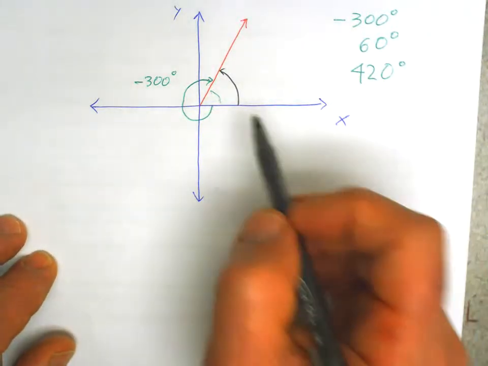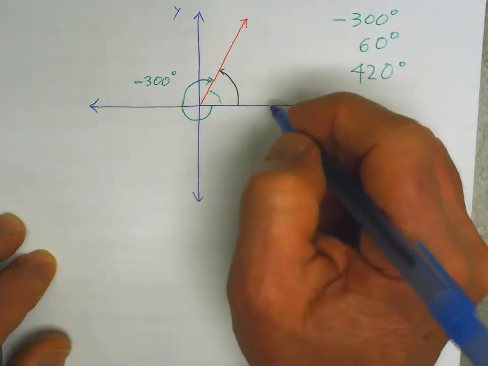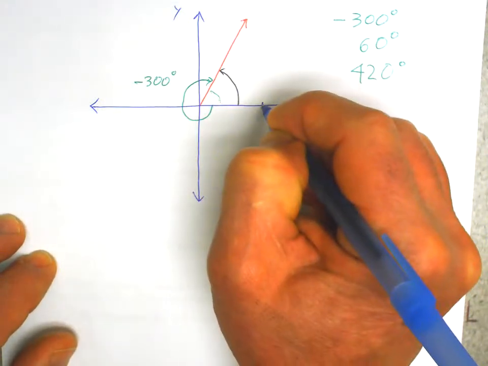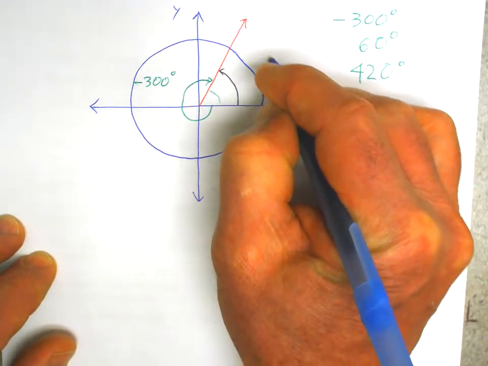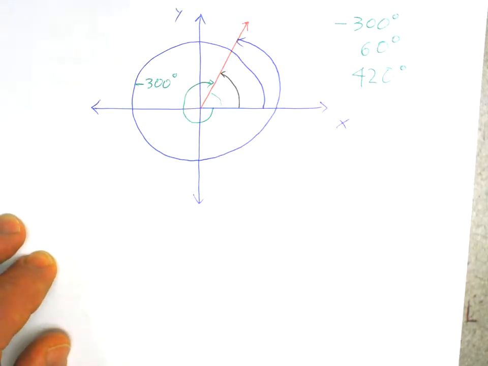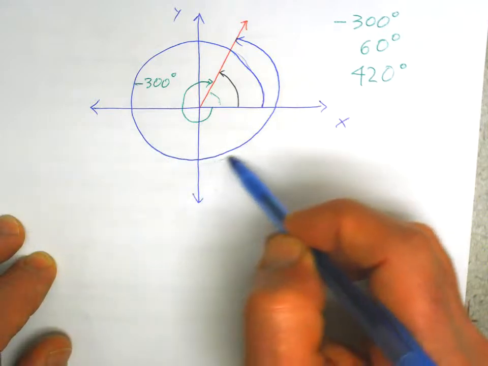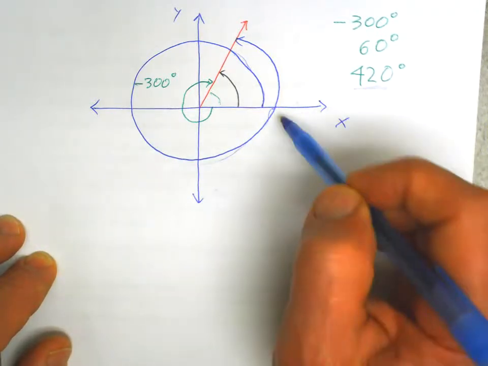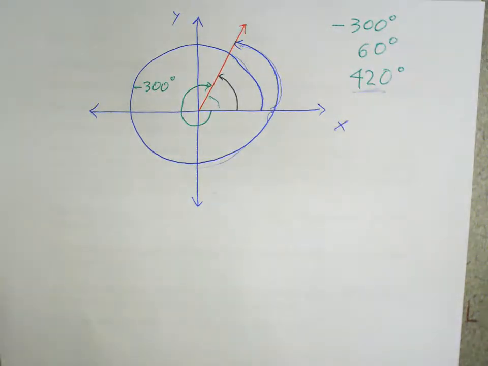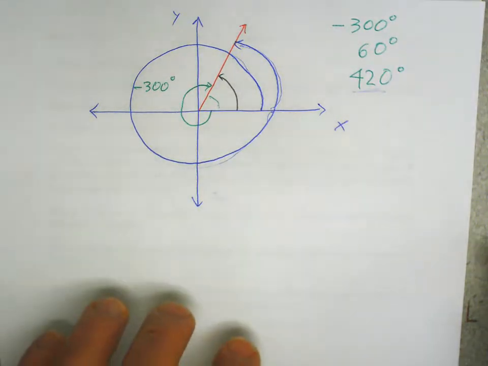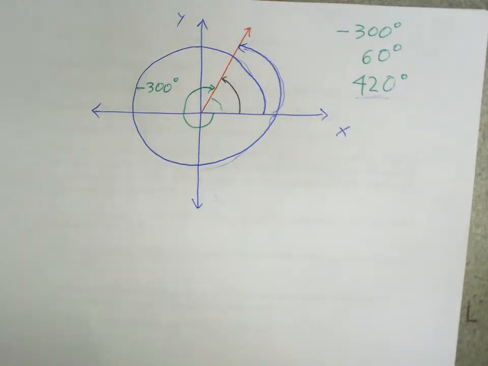420 degrees is an angle rotation that makes one full circle and then plus 60. The first rotation was 360, and then we have 60 more to go, and we end up in the same place as the other two angles. So those are called coterminal angles because they have the same initial side and the same terminal side.